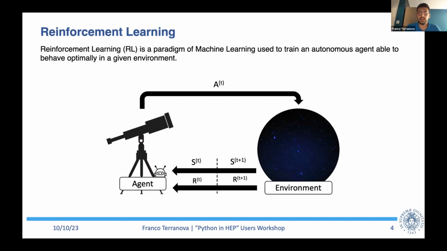The reward will make the agent understand how good was that action in the previous state, s of t, and the new state will use this loop to determine the next action. And the idea of the agent is to maximize the expected cumulative reward over time.